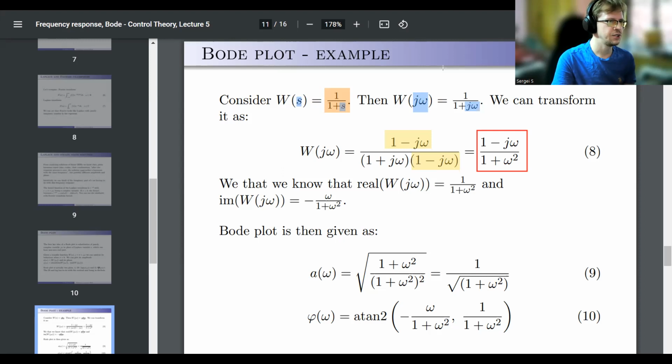Whereas for this one, we can clearly see that there is a real part here and the imaginary part here, right? So we know how to divide it into the two parts. In fact, here's the real part. Here's the imaginary part.